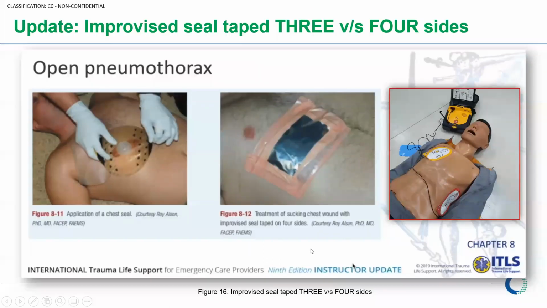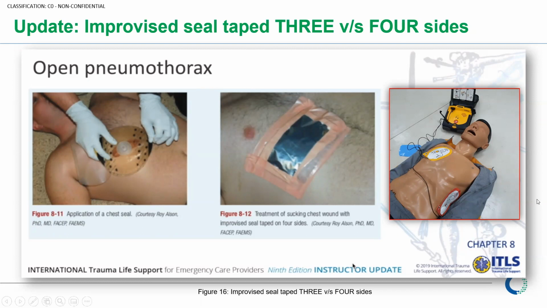But an update, once again, an update from the ITLS 9th edition, instructor update. Improvised seal tape, 3 sides versus 4 sides. In the new update, ITLS will be recommending 4 sides instead of 3 sides.